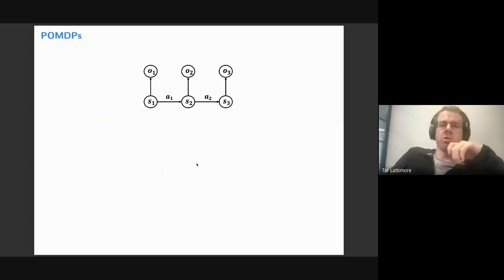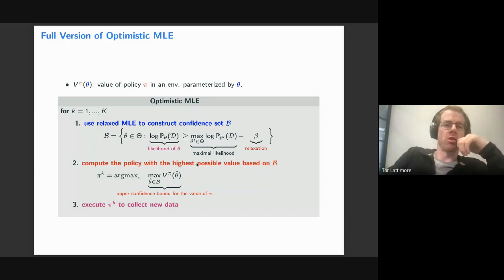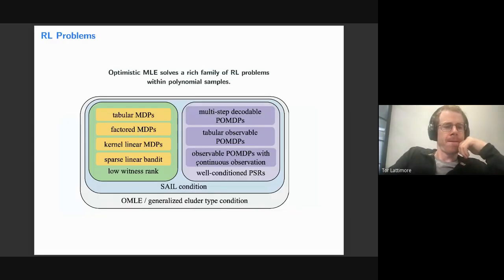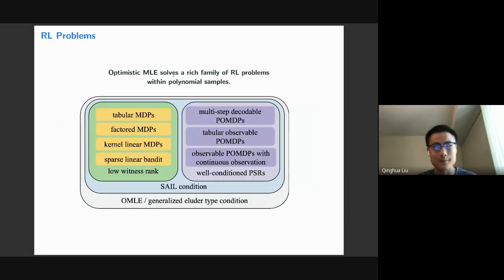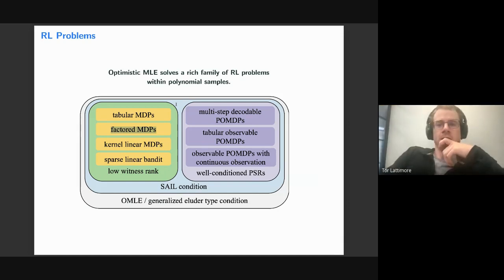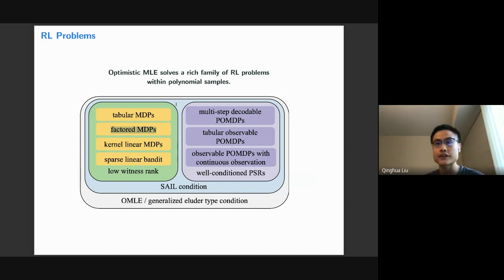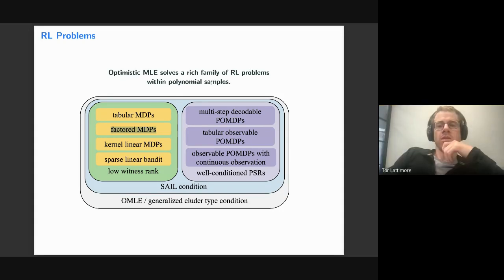Just a quick question. What do you mean by solves in this table? By solves, I mean if we run optimistic MLE on this problem, we can learn a good policy within polynomial number of episodes. I see. So we only look at the statistical efficiency here. Gotcha. The computation might be hard.